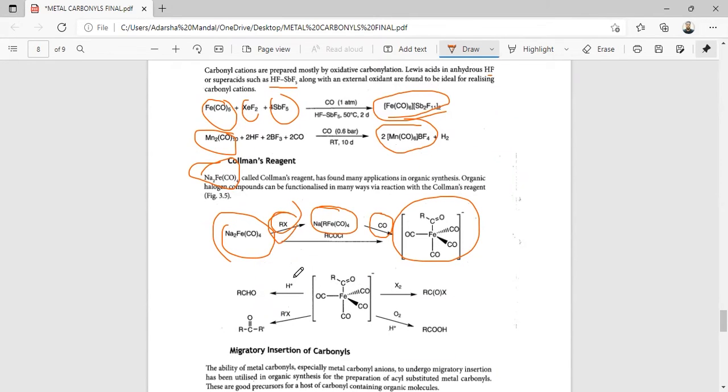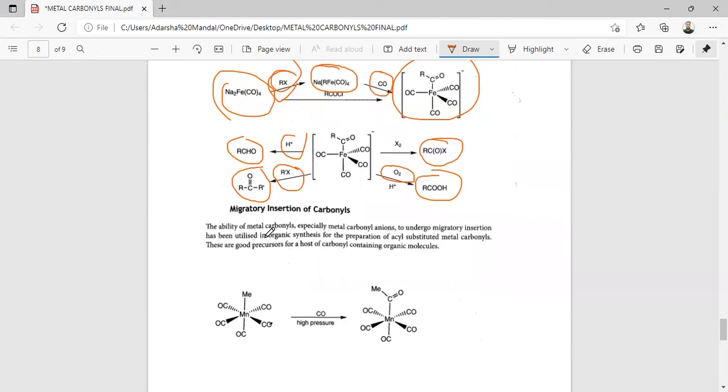So in the presence of an acidic proton it will give this aldehyde moiety, and in the presence of X2 it will form this RCOX moiety. In the presence of another molecule of organic halide it forms this keto moiety, and in the presence of oxygen it will convert to the acid moiety. So the Collman reagent has an important role in organometallic organic synthesis. So the next class of reaction is the migratory insertion of carbonyl.